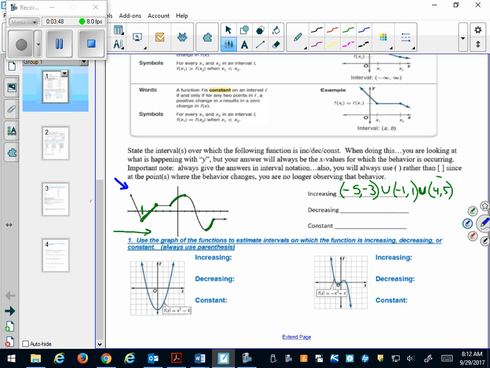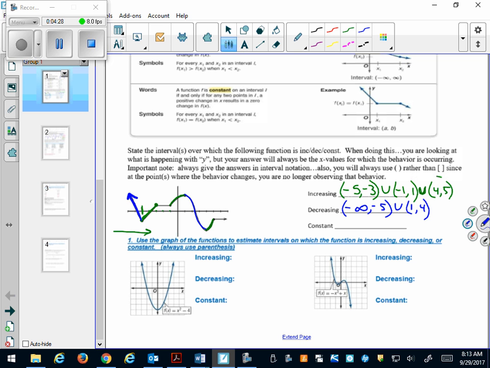Now, where is it decreasing? Again, we're reading from left to right, so we start here. It's decreasing here. Notice this arrow on the end here means that it's coming forever, right? So it's from -infinity up until this -5 point. That's decreasing. Is it decreasing again? Yep, May. So from 1 to 4, it's decreasing again. So union 1 to 4.